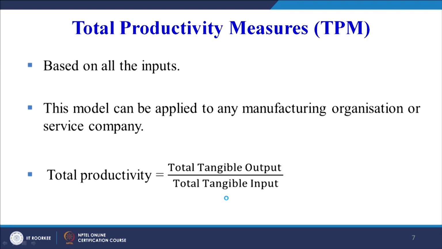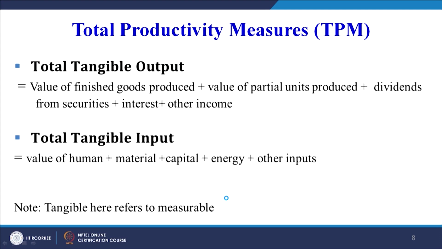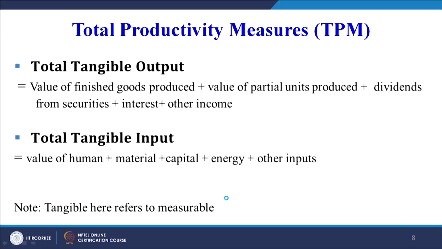So total productivity is given by total tangible output divided by the total tangible input. Now what is the output? The total tangible output, this is just an example that is given to clarify what the output is. It is the value of the finished goods produced, plus the value of partial units produced if any, plus dividends from securities plus interest plus other income. So you have a complete total tangible output which is quantifiable, which is objective in nature.